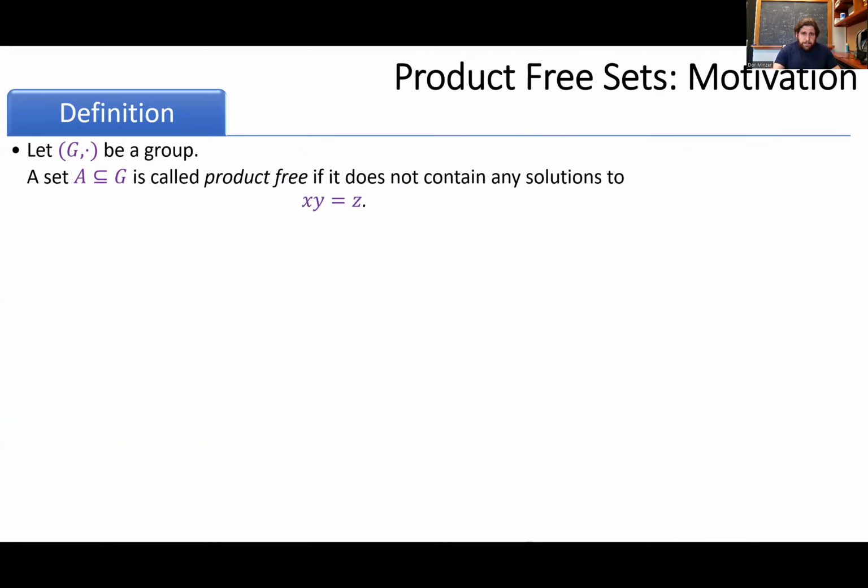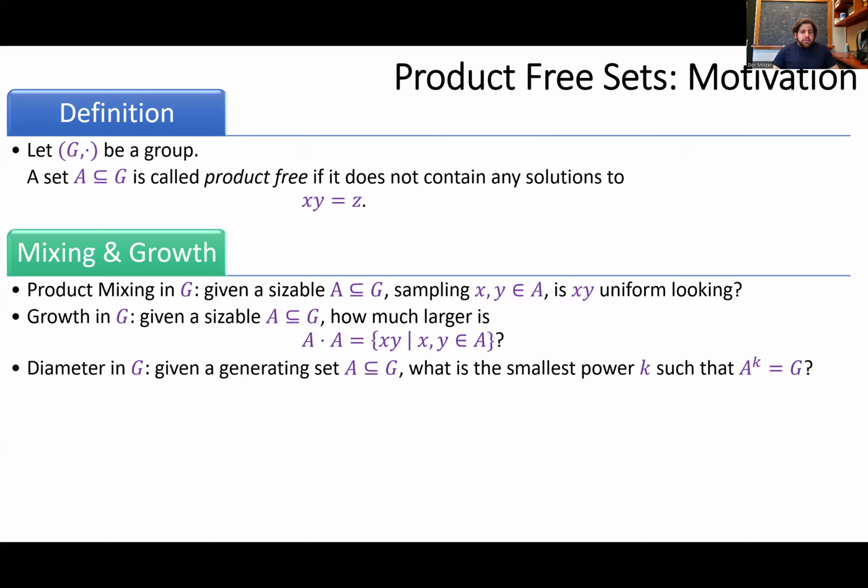Okay. So in fact, there are notions that are stronger than product freeness that you can consider that are very much related. So one notion is product mixing, which says that not only does A contain products, in fact, products from it must look kind of uniform. So more precisely, we say set A is product mixing if when you sample two elements x, y from it, then the distribution of x times y looks very close to uniform. And product mixing in G would say that any not too small set A would be product mixing.